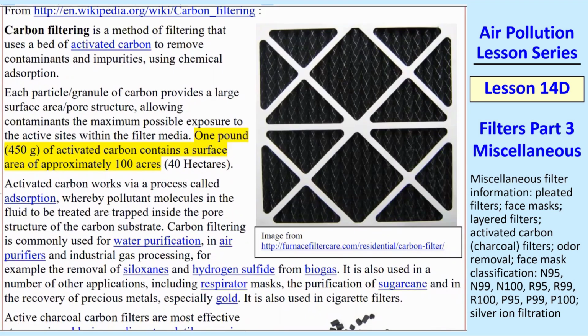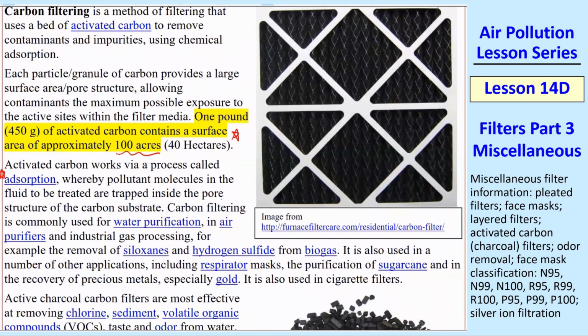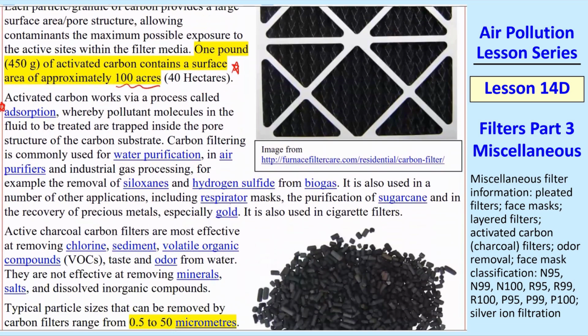Activated carbon works by adsorption, not absorption, adsorption, where the molecules actually get trapped inside the atomic structure of the carbon. The surface area is huge. 1 pound of activated carbon contains a surface area of approximately 100 acres, which is pretty amazing. So the air pollutant molecules get trapped inside the atoms of this carbon.